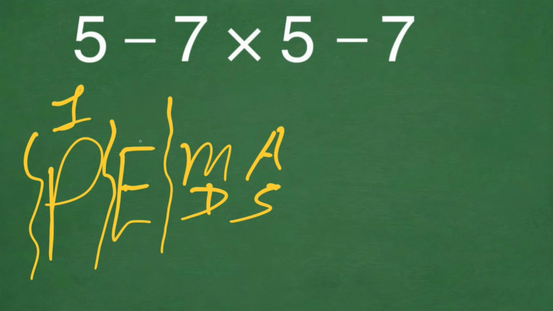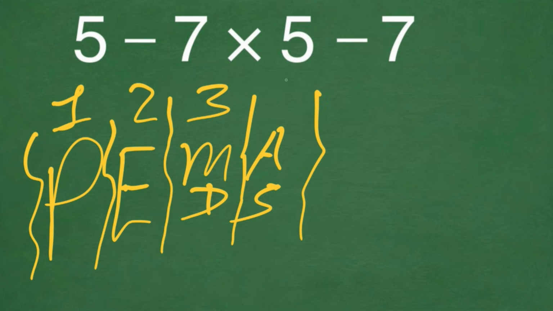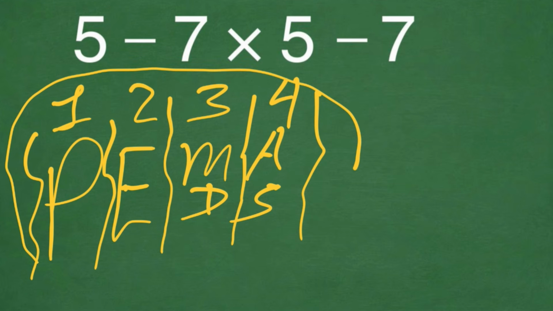And the second thing to solve is exponent. It is priority number 2. And the third thing to solve is multiplication or division. And finally, we have to solve addition or subtraction. So this is the right order to solve a mathematical expression like this.